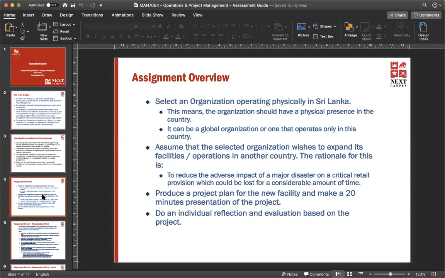So once that is done, you produce a project plan for the new facility and make a 20 minute presentation of the project. So that is part A. Now there is also something called an individual reflection and evaluation. I will touch on that today, right? But before I go there, let's do a recap of what is expected out of your presentation.